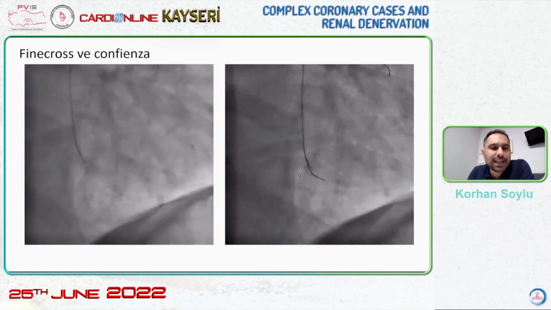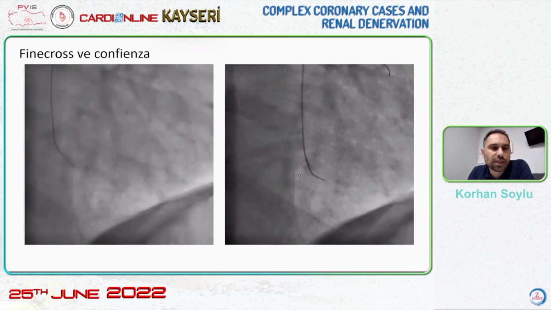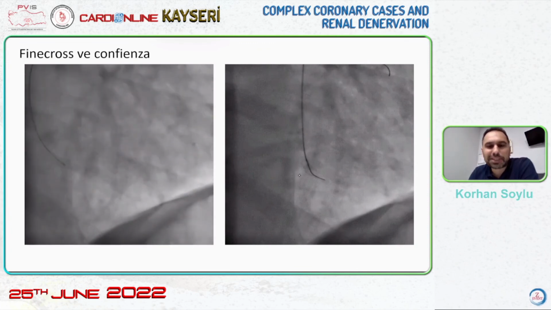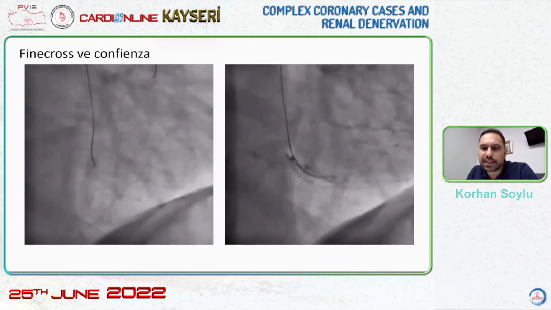And here, we couldn't proceed with Miracle 12. After working 10 or 15 minutes, we preferred a more rigid wire, which is Confianza. And these are also terminator wires. Therefore, these are the wires that we use to terminate the procedure. And we must be very careful while pushing them.